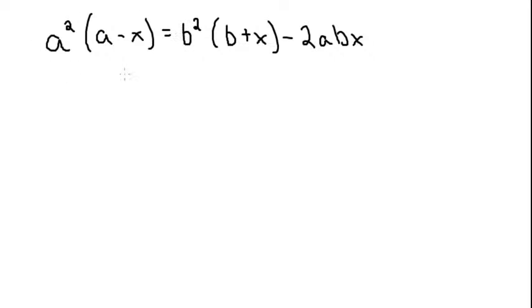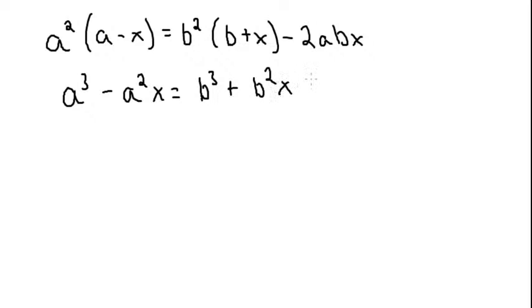So, if we have this equation, we want to solve for x. The first thing that I would do is to distribute out the parentheses. So, a squared times a, if we have like bases, we add the exponents. So that would be a cubed minus a squared times x is a squared x is equal to, we'll also distribute here, b squared times b is b cubed plus b squared times x is b squared x minus 2abx.